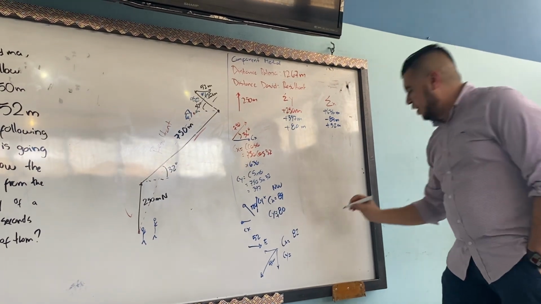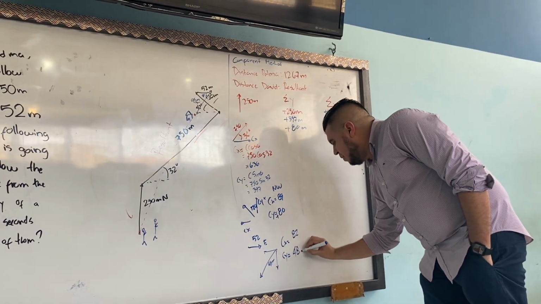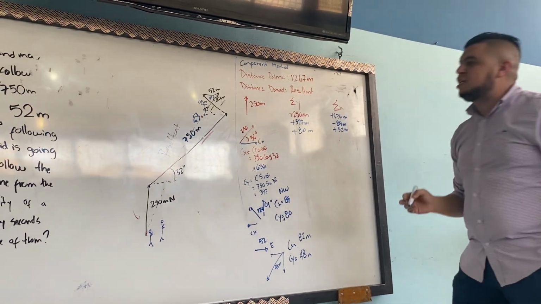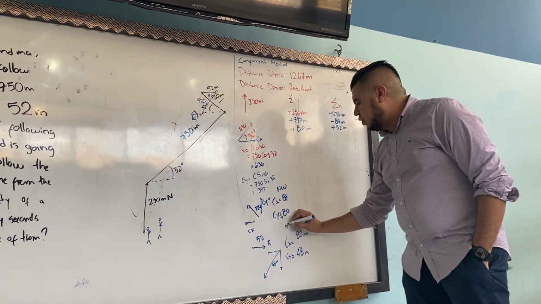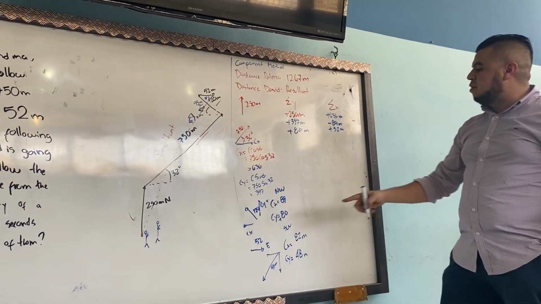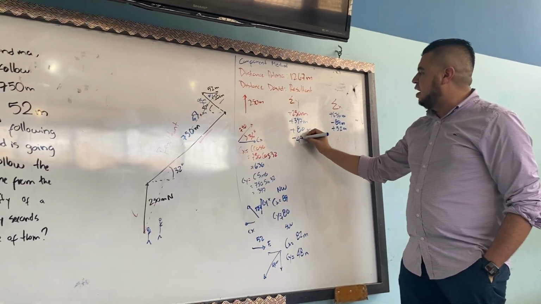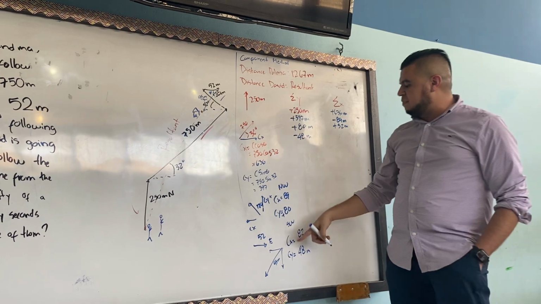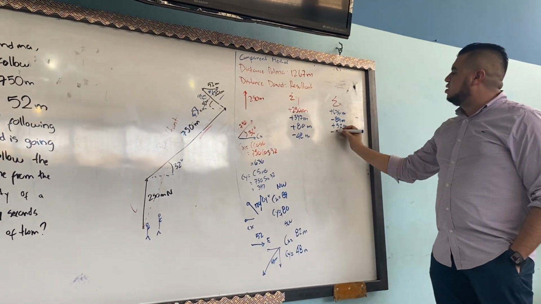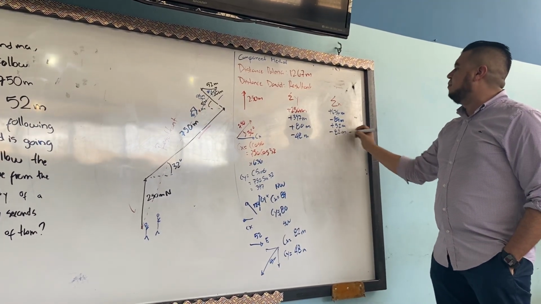48. So these ones are mirrored. We have to pay attention, this one is southwest. South means negative for the component in y, so it will be negative 48 meters, right? And west means negative for the component in x, so it will be negative 82 meters, right?